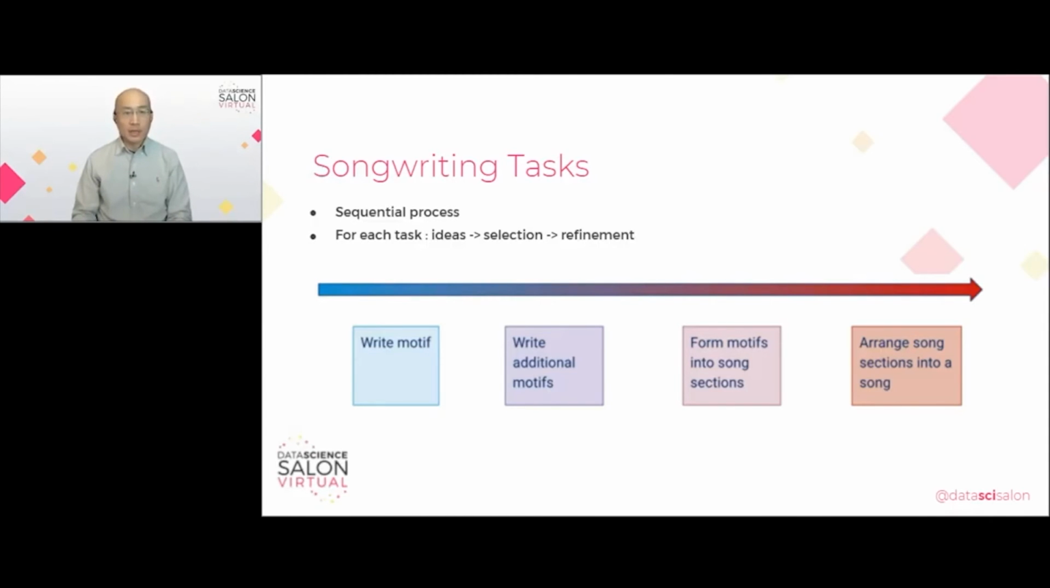And secondly, for each task, there's actually 3 different subtasks. So for example, if we're trying to write a motif, what we would do is we would actually write 10 different motifs. So that's coming up with the ideas. And then we would select the best motif. So that's the selection process. And then we would later refine what we selected given the context of the song. So this process of creating, selecting, and refining is also out of the capabilities of today's deep learning AI.